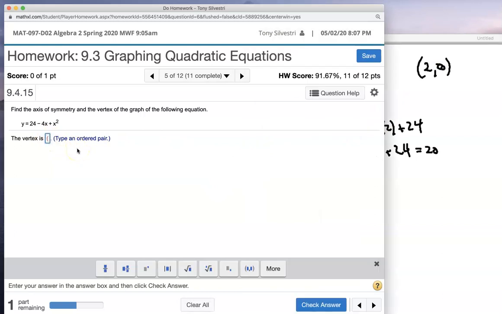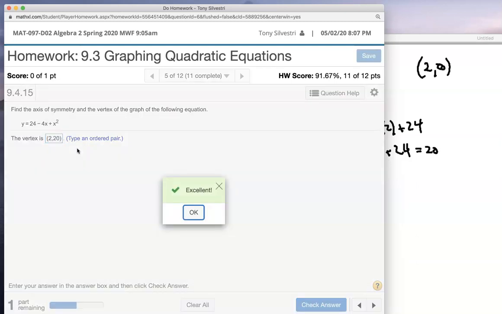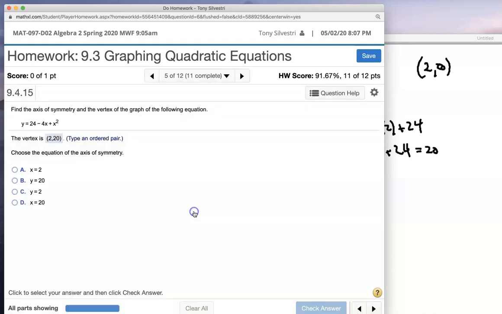Plug that in there, (2, 20), close the parentheses. Make sure you put the parentheses. Hit enter, great job. And they're going to sneak one more thing. The axis of symmetry. Now the axis of symmetry has to go through, that's an ugly looking 20.